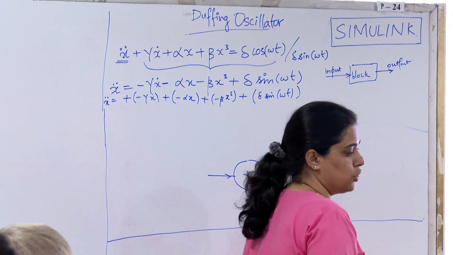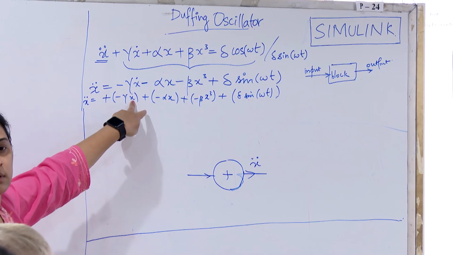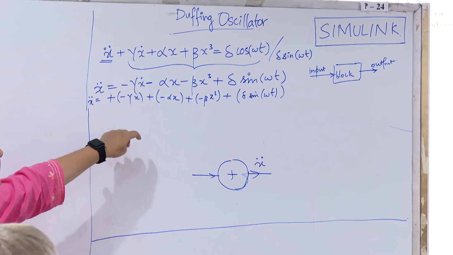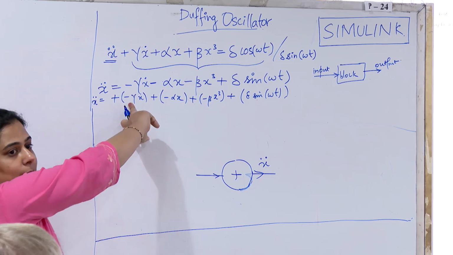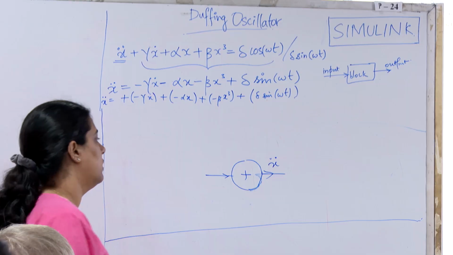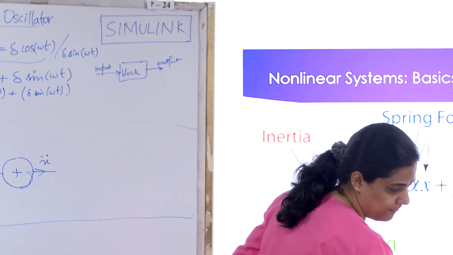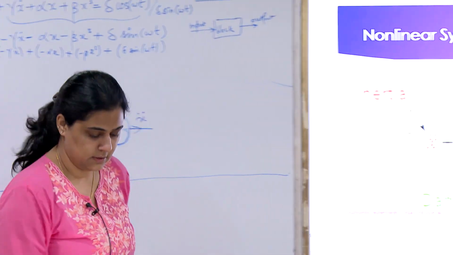Our first input should be x dot, and you are multiplying it with gamma. So you are giving a gain, minus gamma, to it, right? We will talk about gain later. First we will just see. Let's keep it here.